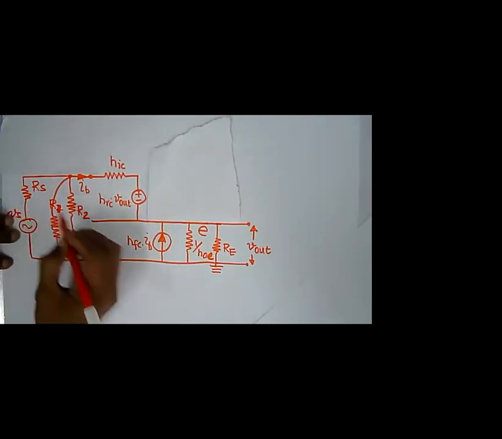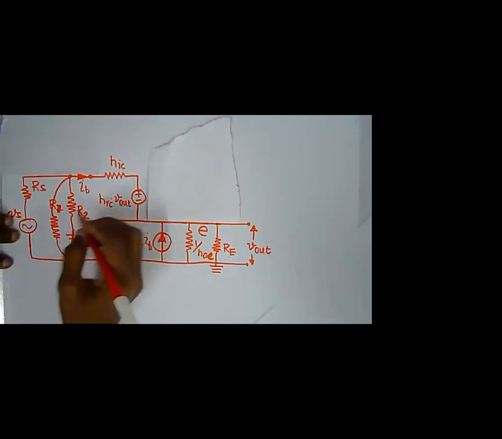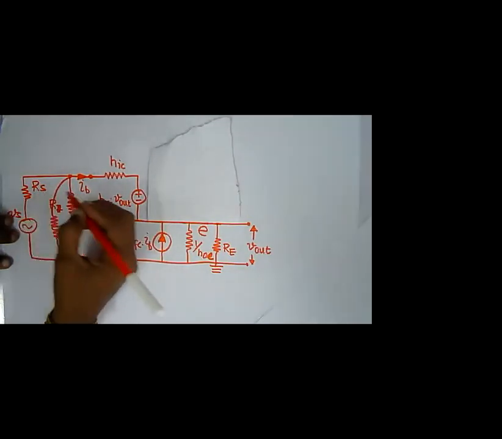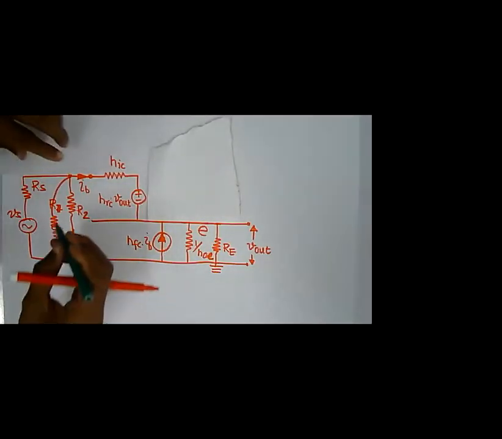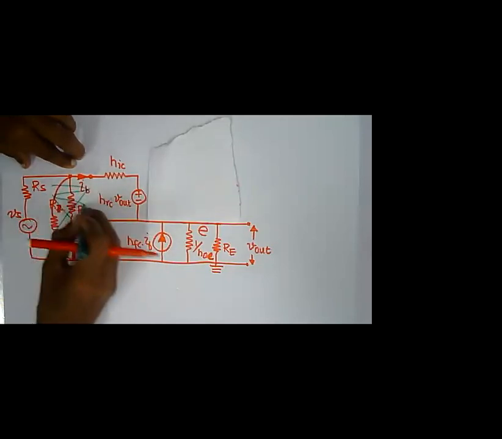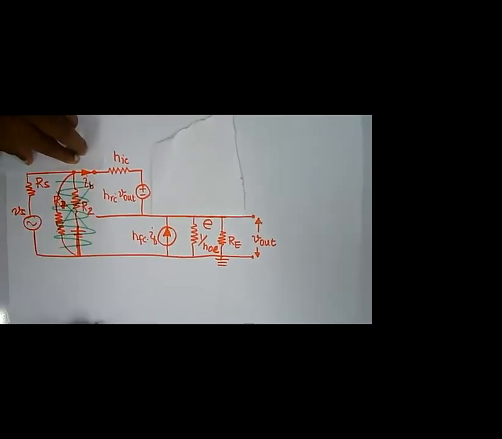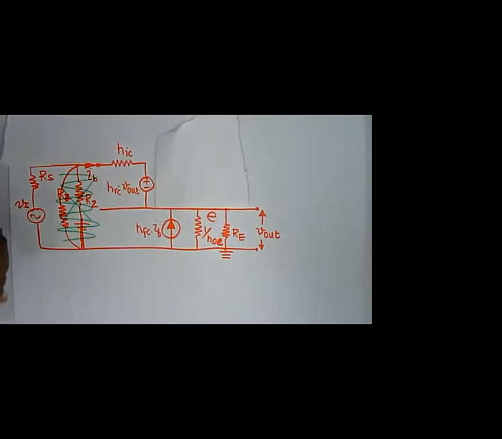Similar to the previous one, R1 and R2 have much higher values when compared to RS and hOE. So we can neglect the R1 parallel R2 from the circuit. So this one can also be removed. Now I'm going to redraw the circuit without these deleted branches. I'm not going to do anything wrong.